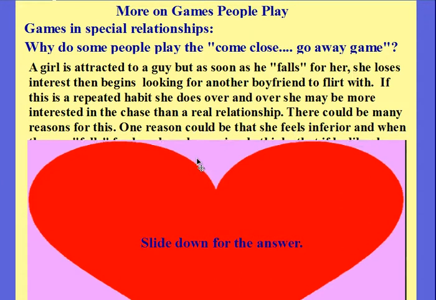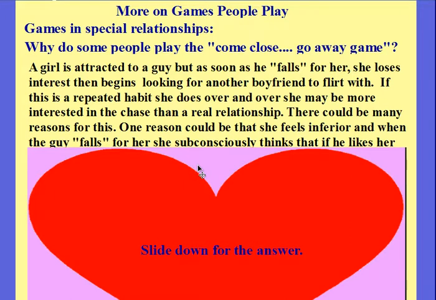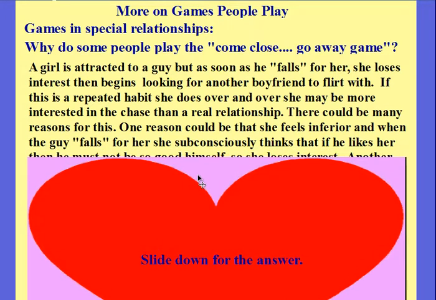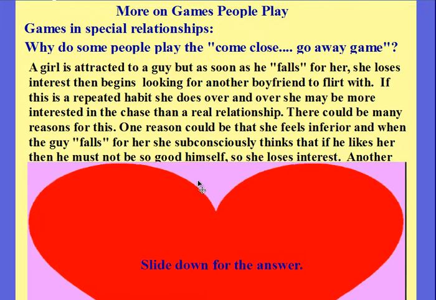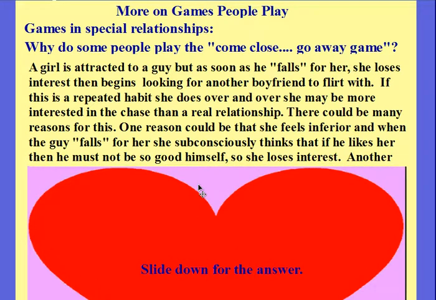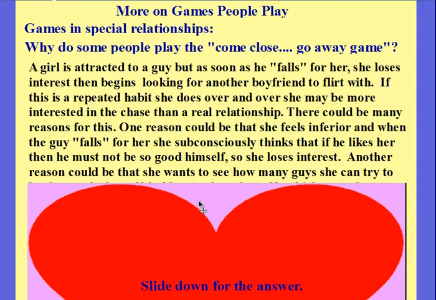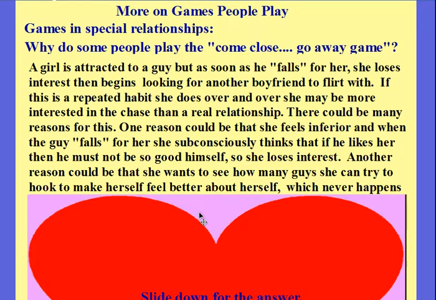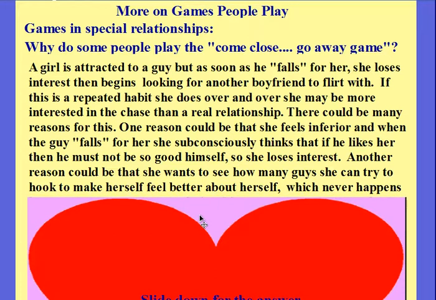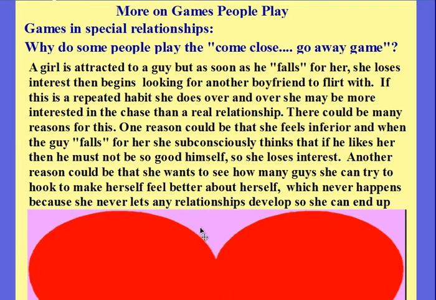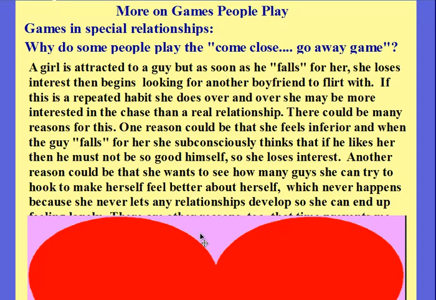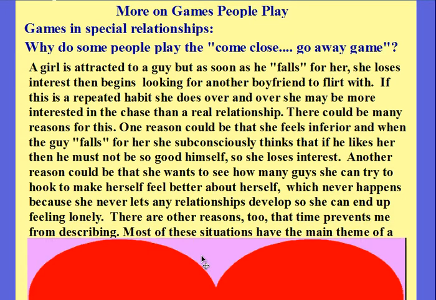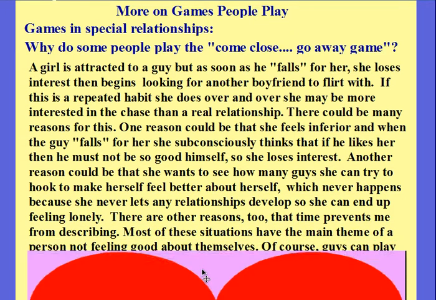There could be many reasons for this. One reason could be that she feels inferior, and when the guy falls for her, she subconsciously thinks that if he likes her, then he must not be so good himself, so she loses interest. Another reason could be that she wants to see how many guys she can hook to make herself feel better about herself, which never happens because she never lets any relationships develop, so she ends up feeling lonely. There are other reasons too that time prevents me from describing.